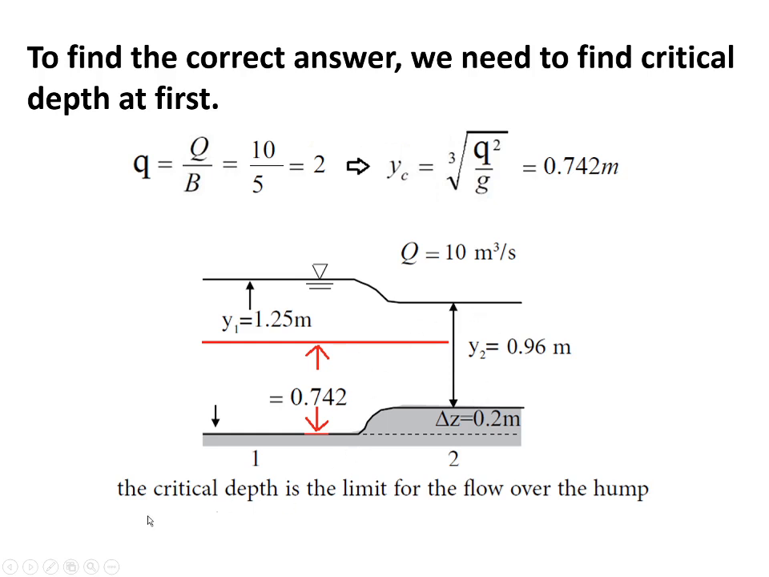Okay, so we can say that the critical depth is the limit for the flow over the hump. This depth will dictate the depth of flow above the hump. Don't worry too much about this, because when I talk about the graphical description of specific energy, you will get why critical depth is the limit and why the drop cannot be in a way that it comes below the critical energy.